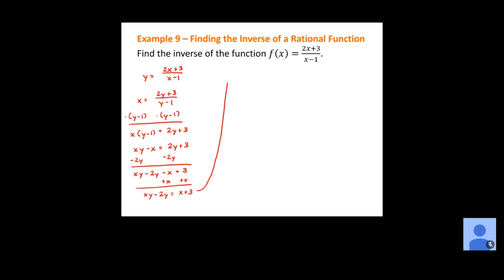And my next step now, since I have two terms that both have a y, I can actually factor out the y term. So I'm going to factor out y, and that leaves us with x minus 2, still equal to x plus 3 now. So then our last step, we just need to get the y by itself. So I'm actually going to divide both sides by the x minus 2 so that that factor cancels, and we're left with y equals x plus 3 over x minus 2.